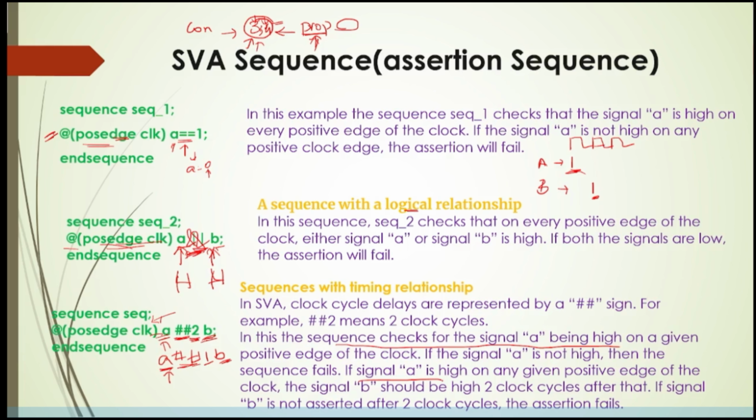Now if A is high on any positive edge of the clock, the signal B should be high two clock cycles after that. That means for the first clock cycle if A is high, then after two clock cycles the B should be high. So this is the condition. If after two clock cycles B is not high, then the assertion fails. Got my point? Yes, so this is clear. So this is how you will be checking the assertions.